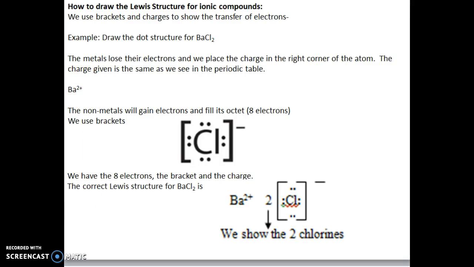Now chlorine. Nonmetals always form an octet. They always have 8 electrons around it no matter what. So if we look at Cl, I write Cl with 8 valence electrons. And there's my minus. And when I put it together, I write my Ba2+ and my Cl-. But I have a 2 over there. Why might that be? Because when I look at my BaCl2, there's 2 chlorines, and I got to show the 2 chlorines, so I put it right in front of the Cl.